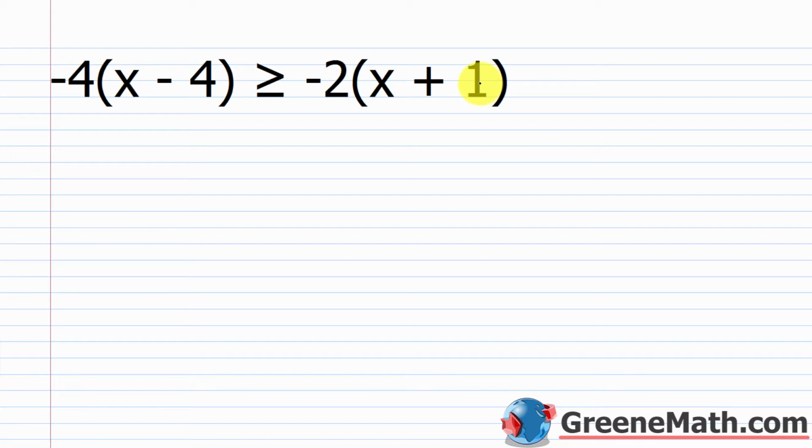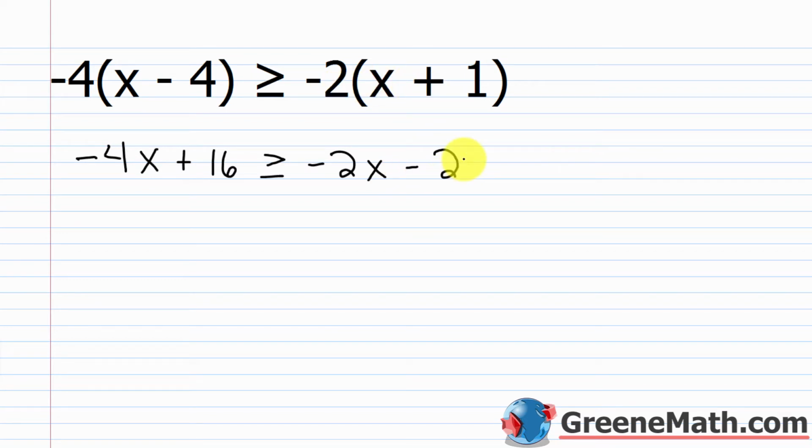Now, the same way I would do an equation, I'm going to simplify each side completely. So I'm going to use my distributive property on the left. Negative 4 times x is negative 4x. Then I have negative 4 times negative 4, that's plus 16. And this is greater than or equal to. We have negative 2 times x, that's negative 2x. And then negative 2 times 1, that's minus 2.